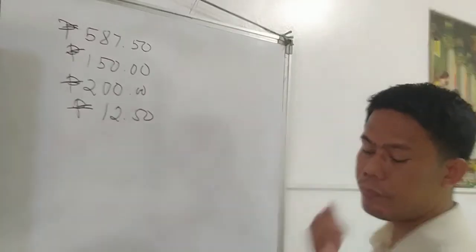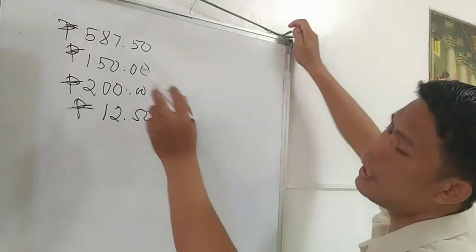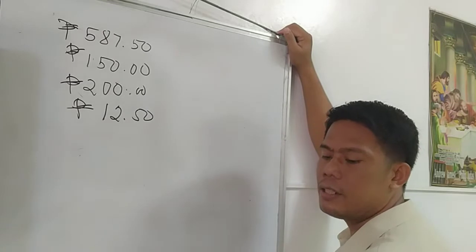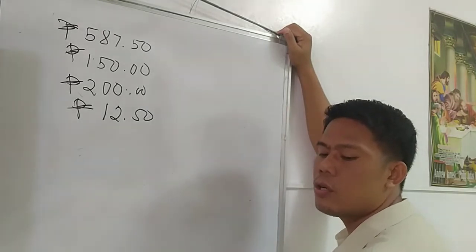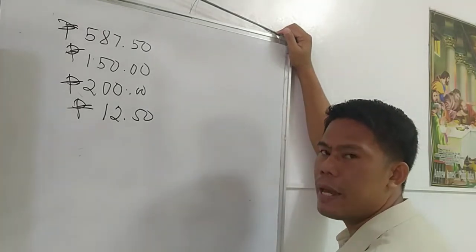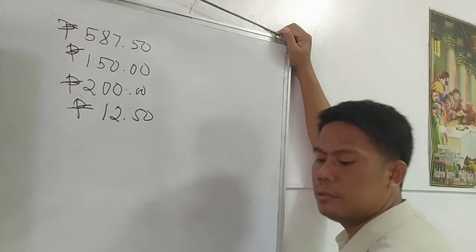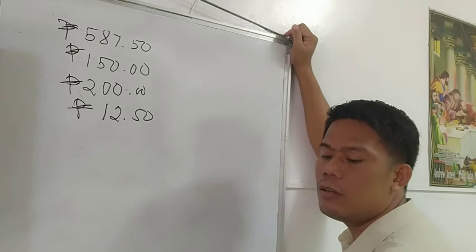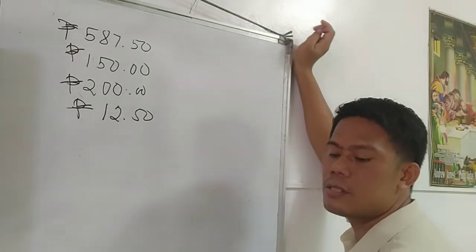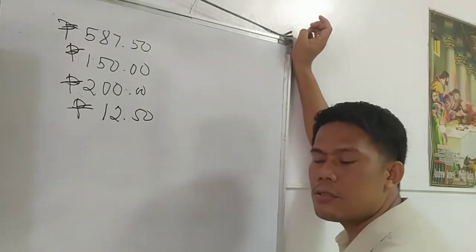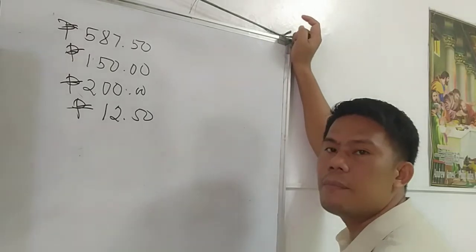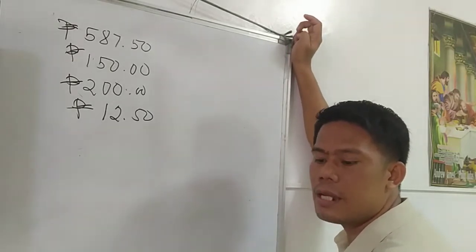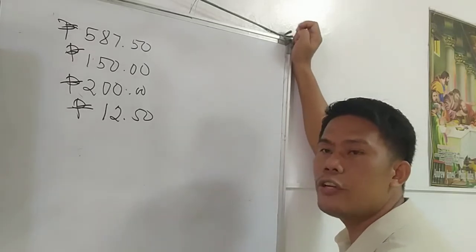Now, we are going to analyze the problem again. Jay wants to buy a battery-operated toy car which costs 587 pesos and 50 centavos. He already saved 150 pesos. His ninong gave him 200 pesos. If he saves 12 pesos and 50 centavos a day from his allowance, how long will it take him to save the rest of the money to buy the toy car?